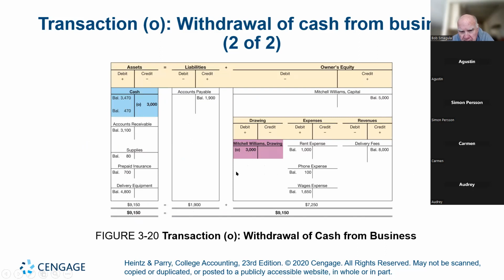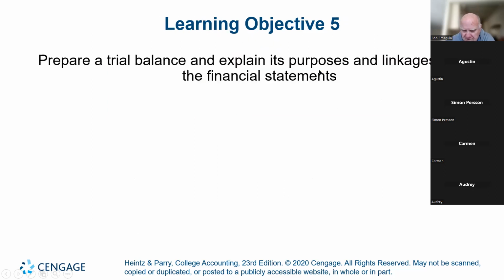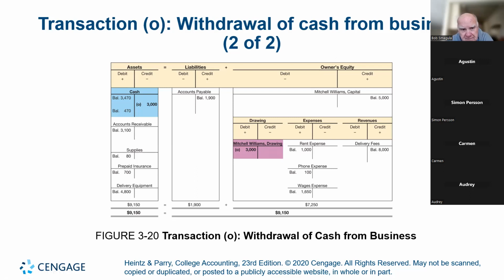Look at what we did here. We debited drawing, which goes up with a debit. It's called the contra account. It's a capital account that actually has the opposite balance. There's a few of those in accounting, and you'll get used to those. But the point is, if you debit an equity account, and these are equity accounts, you're decreasing the owner's equity. So the owner's equity went down by 3,000. There's the debit to reduce the owner's equity, and there's the credit to reduce cash.